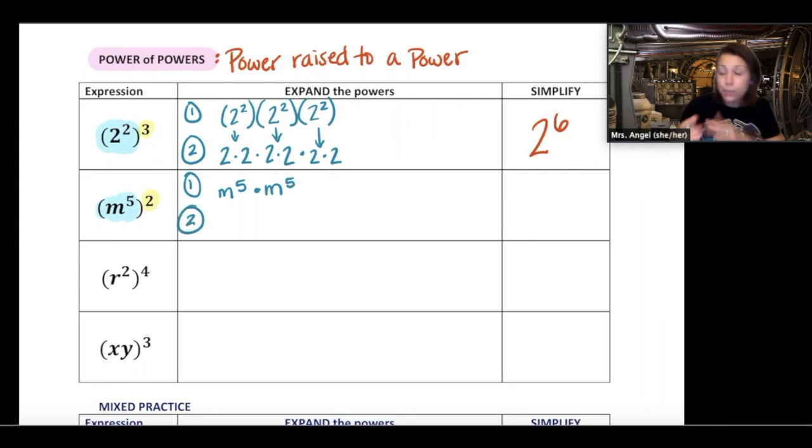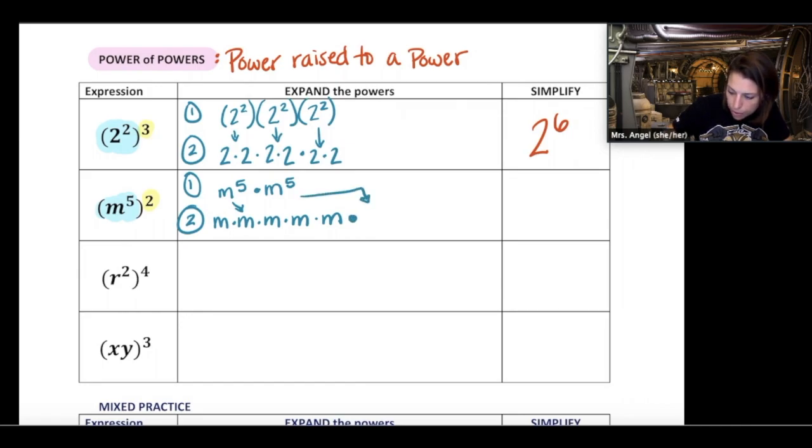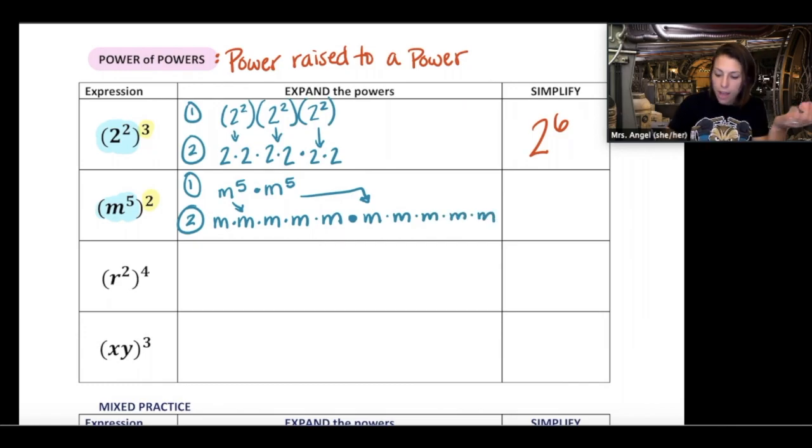Notice here that after you complete step 1, this just becomes a product of powers. Now I'm just multiplying 2 powers. Let's expand. M to the power of 5 is 5 m's: 1, 2, 3, 4, 5. There's your first power times your second power: 1, 2, 3, 4, 5. All right. Now that we're fully expanded, we can simplify. How many total times am I multiplying m? I've got 5 in the first and 5 in the second. That makes a total of m to the power of 10.